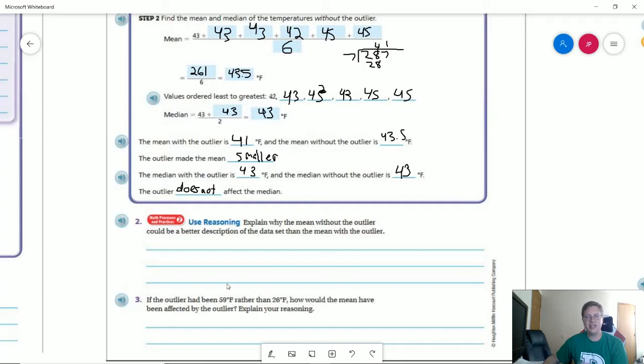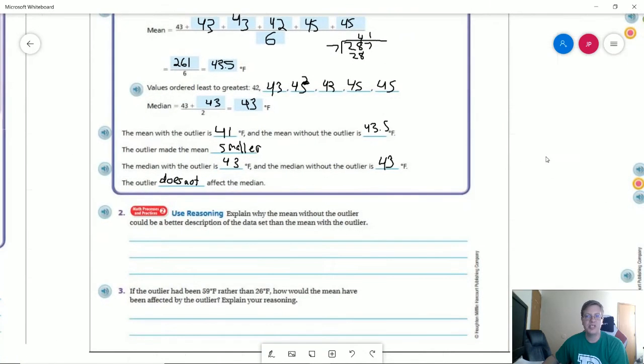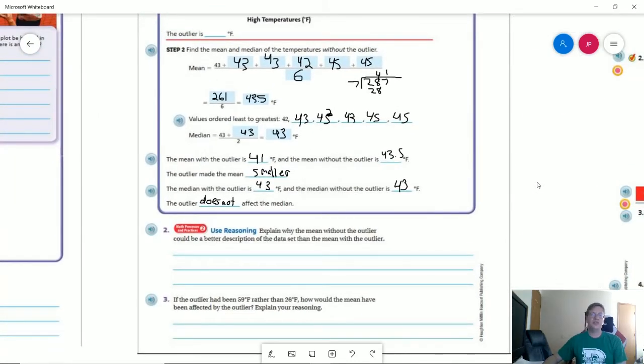So let's take a look at number 3 here real quick. Actually, I think I've already mentioned this. Number 2, the mean without the outlier is a better description because it is closer to the actual average. Here was our actual average if we took away that extra day that's so different from the others. This gives us a more accurate representation, and it's closer to our median, which means it's probably a more accurate measurement.